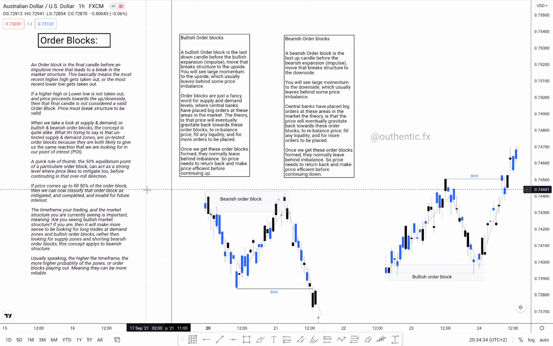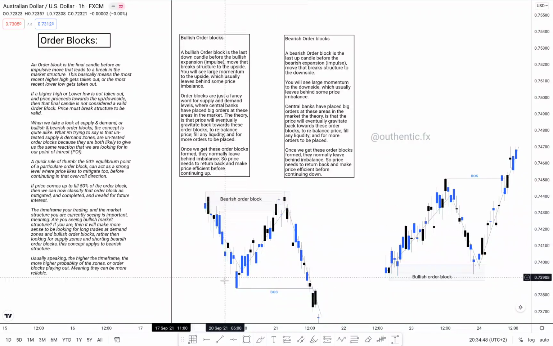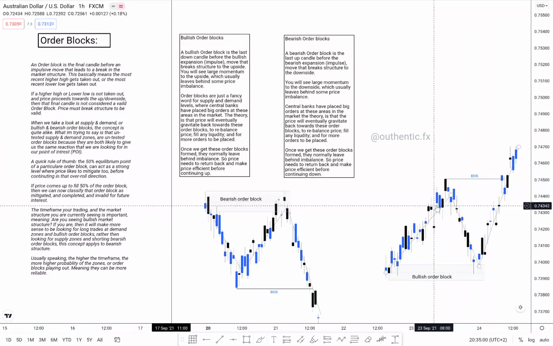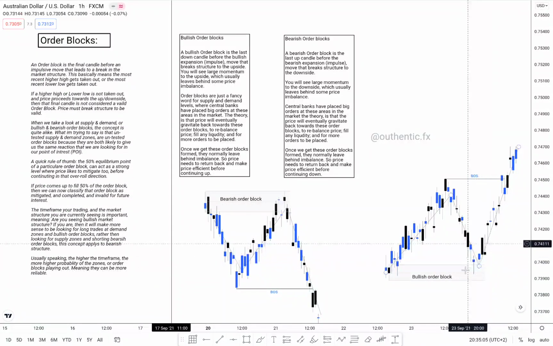An order block is the final candle before an impulsive move that leads to a break of structure. This basically means that the most recent higher high or lower low is taken out, guys. So you will obviously see price channeling, whether bearish or bullish, creating lower lows and lower highs, and then creating that break of structure, leading to our bearish order block, and then creating higher highs and higher lows, breaking structure to the left and forming that bullish order block, guys, depending on the direction, of course.